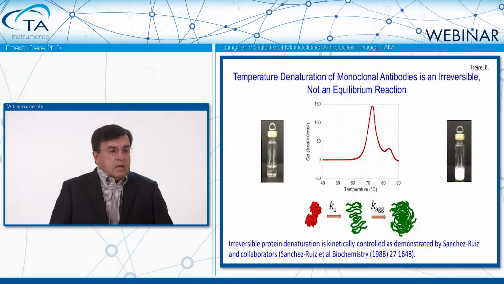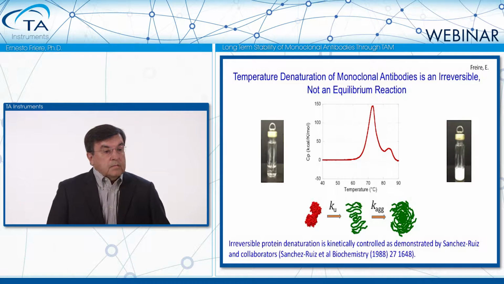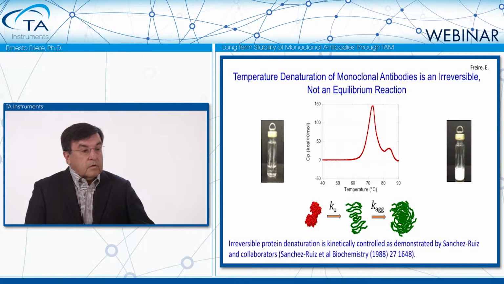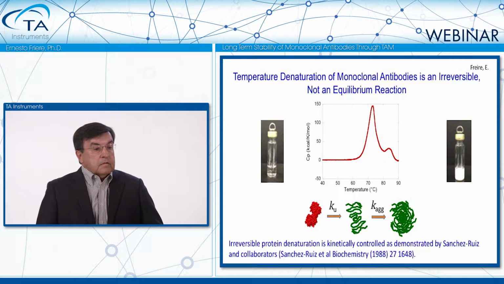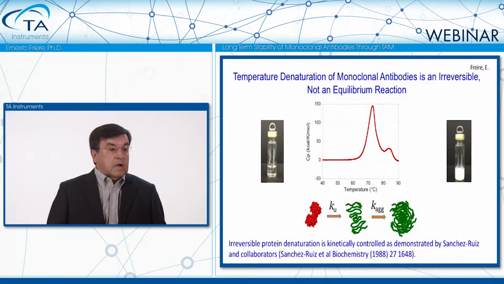Now, that process, not only for antibodies, but for many other proteins, is irreversible, and by being irreversible, it's not controlled by the equilibrium constant, but it's controlled by the rate constant. In this case, there are two rates that are going to be important: the rate of denaturation, Ku, how fast the antibody denatures, and the rate of aggregation, Kag, which is how fast the denatured or partially denatured state aggregates. Other situations may exist in which the native state will also have a tendency to aggregate.